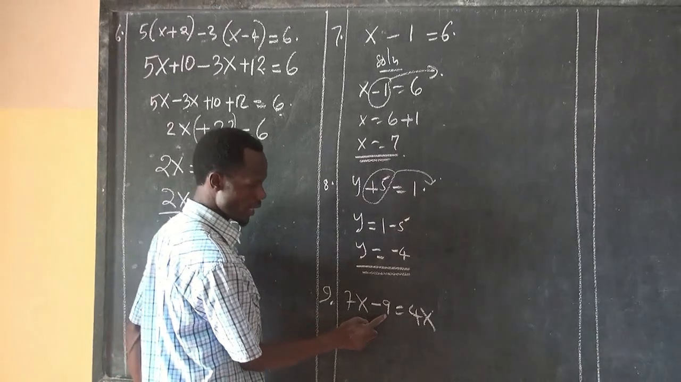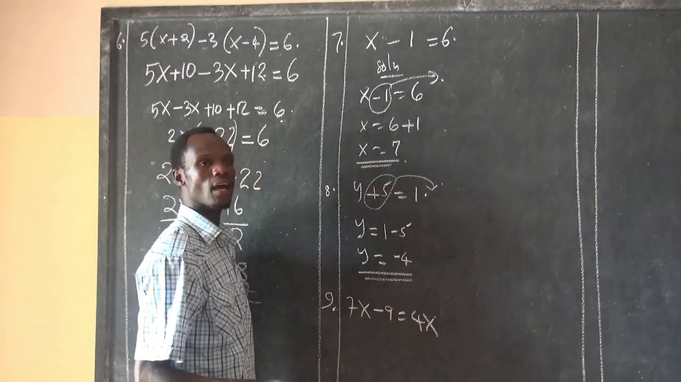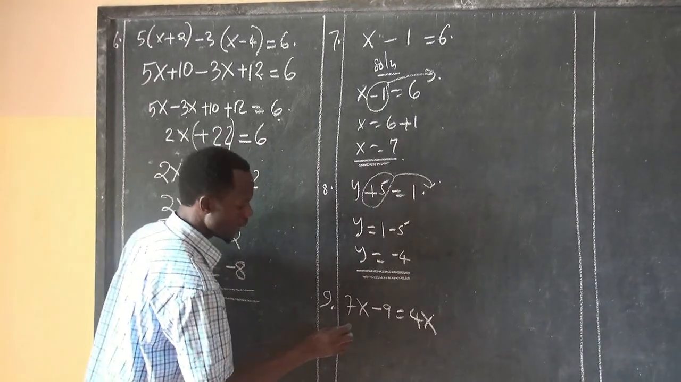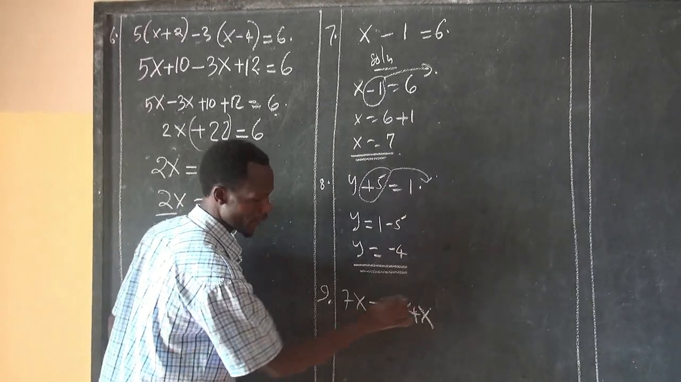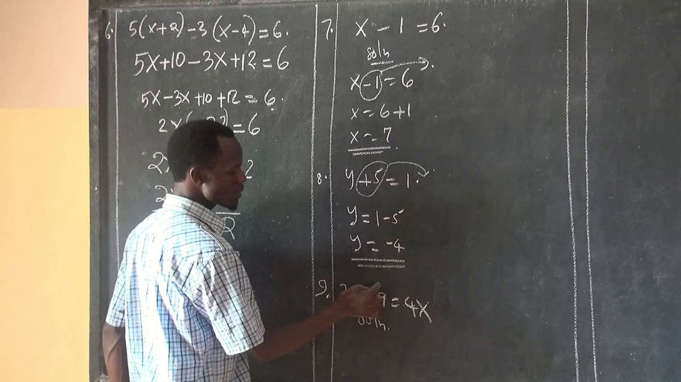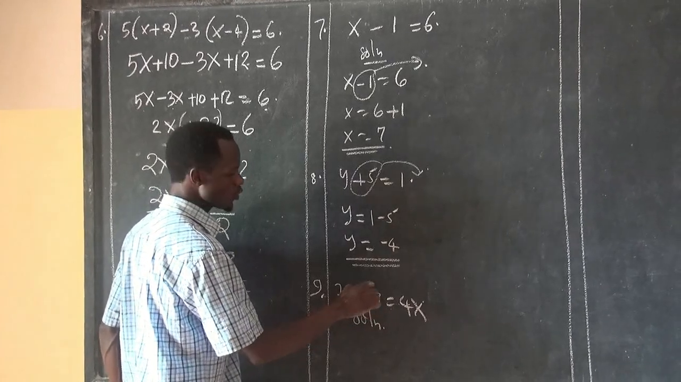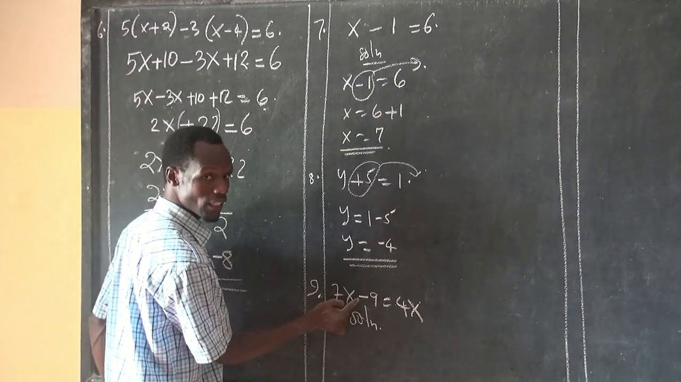7x minus 9 is equal to 4x. We have to collect the like terms. This is to say, this is positive 7x, negative 9 is equal to positive 4x. Solution: this is negative, you take it to the other side. Then this brings to the left-hand side of the equation.